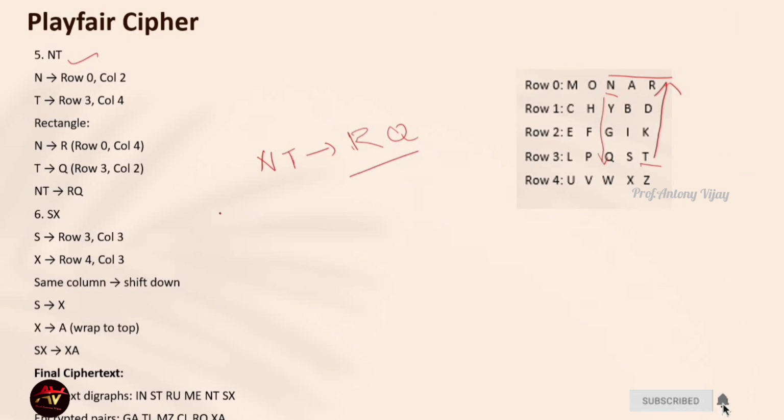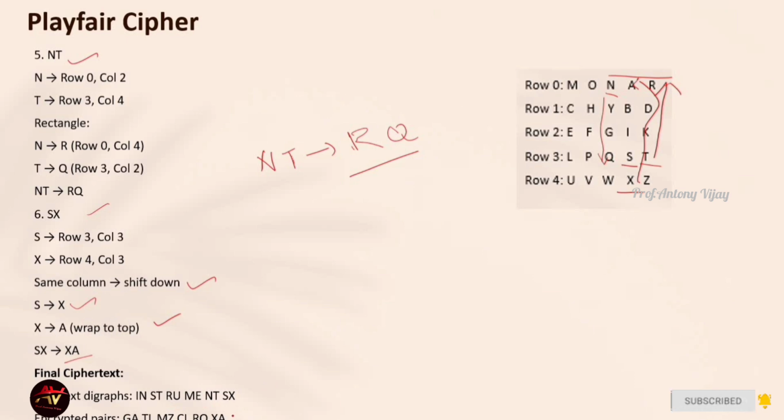Likewise, the last pair is SX. S is here and X is here. So this is in the same column, right? So you have to shift it down. S is coming down and X is coming down again. Shift down means instead of S, you have to replace it with X, and for X, you have to replace it with A. So we will be getting XA.